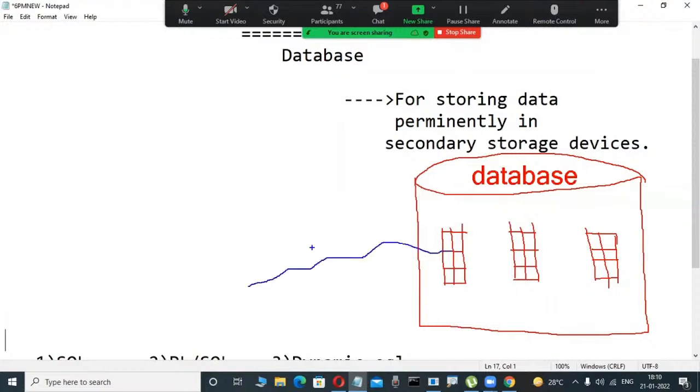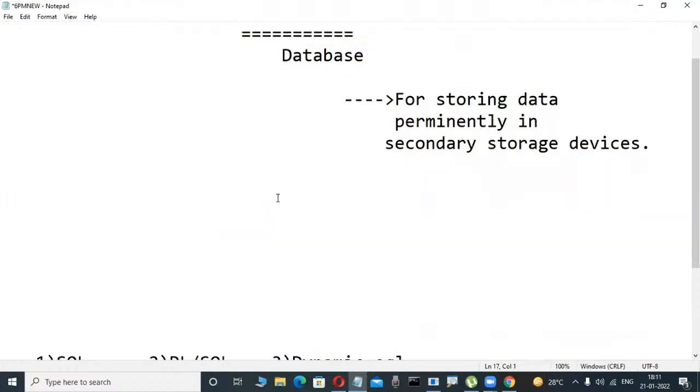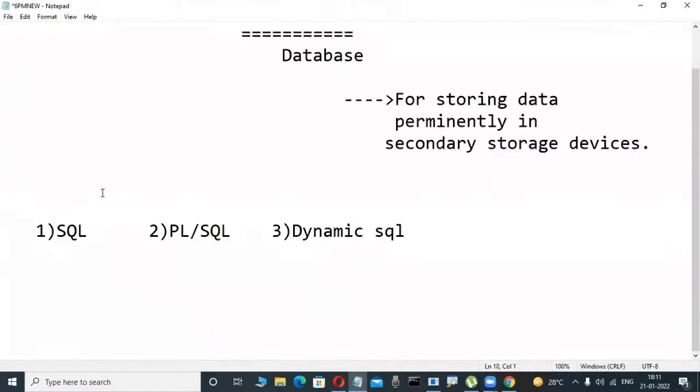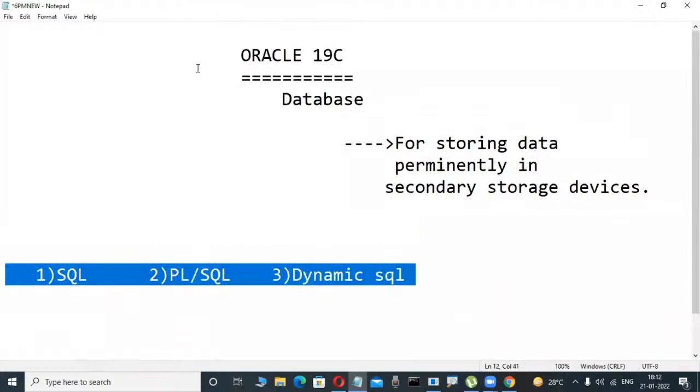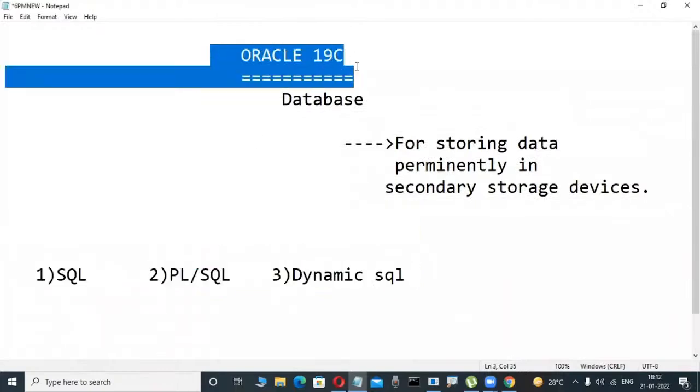We operate on this data using SQL, the Structured Query Language. Yesterday I told you up to this point, just a small thing. If you want to operate this Oracle software, we use SQL, Structured Query Language. Another language is PL/SQL, Procedural Language extension for SQL. Another language is dynamic SQL. Through these three languages, we operate this Oracle software in your companies.